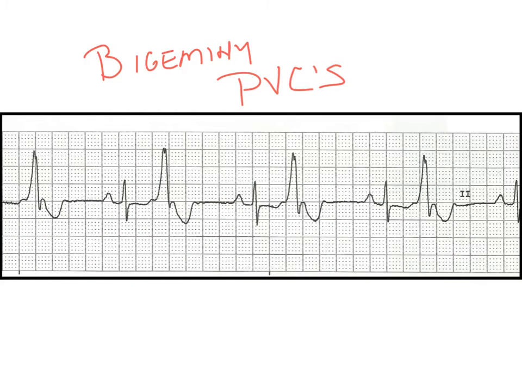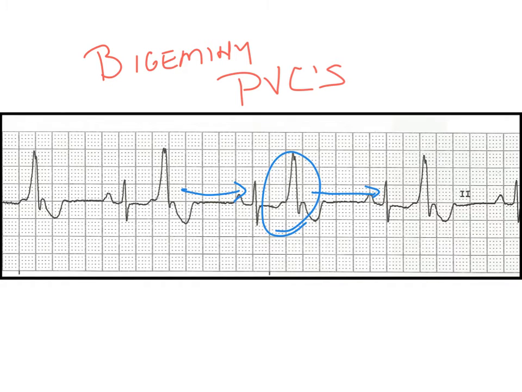Here's some bigeminy. Every other beat, as you can read here, you don't need me to do that. They are coming early. You see how they come early here with a compensatory what? Pause. We've got compensatory pauses. So this is bigeminy PVCs. And if you think about that, if every other beat is a non-perfusing beat, when you check this person's pulse, it's definitely not going to be what your monitor is going to be showing.